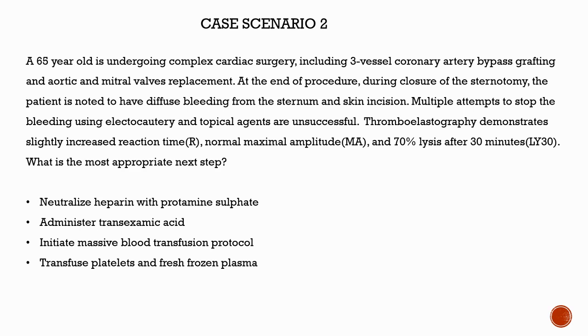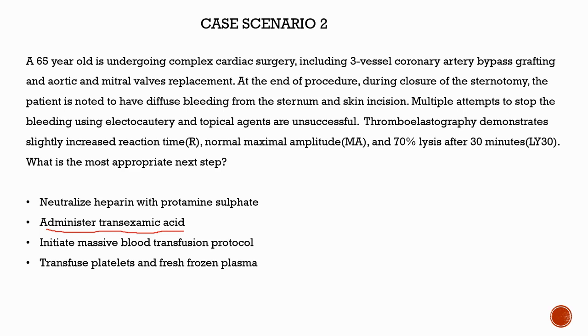In this case, we have 4 options. One by one, we will go through each. The first option is to neutralize heparin with protamine sulfate. In this TEG, as you can see, there is a slight increase in R time, so anticoagulation is not much of a problem in this case. We have increased lysis 30. There is 70% lysis after 30 minutes, which is showing hyperfibrinolysis. So we will administer an antifibrinolytic agent, that is tranexamic acid.